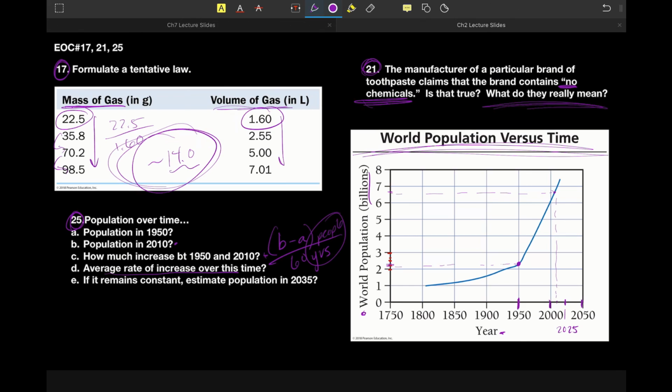And then if it remains constant, estimate the population in 2035. Well, from 2010 to 2035, that's a time lapse of what? 25 years. And if this gives us people per year, then I would take that and multiply it by 25 years. Yes, does that make sense?